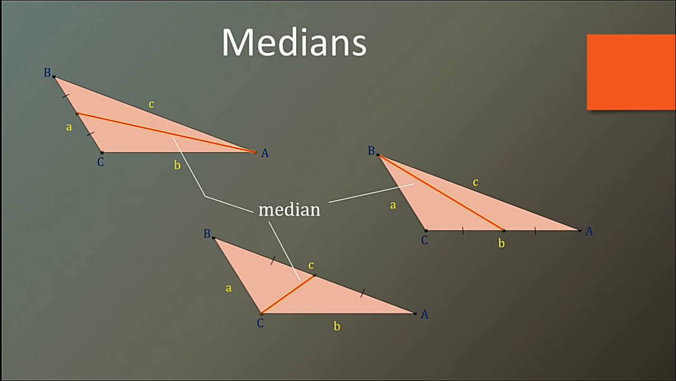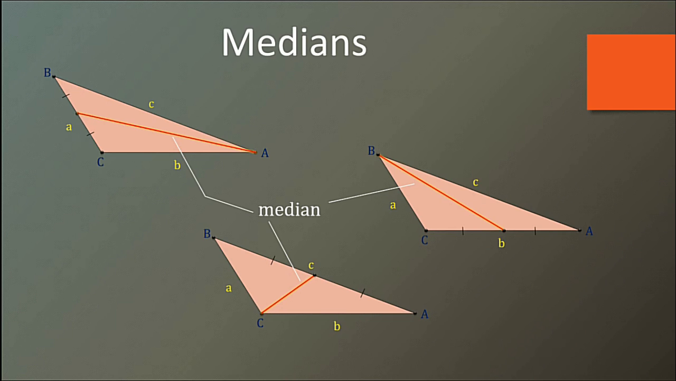The same triangle is shown 3 times. The midpoint between each side is marked with a point, and then the median line is drawn from that point to the vertex opposite it. The median line for each vertex is shown by the orange line.